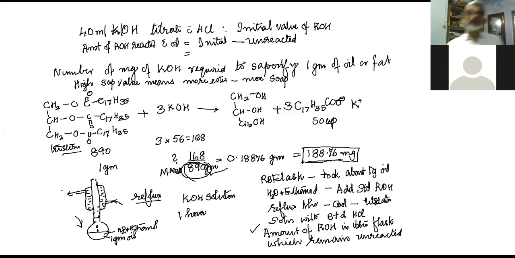So this is saponification value. The next one is iodine value. I'll wipe out the board first now. I hope you have already written whatever is required. Just 1 second. Next one is iodine value.